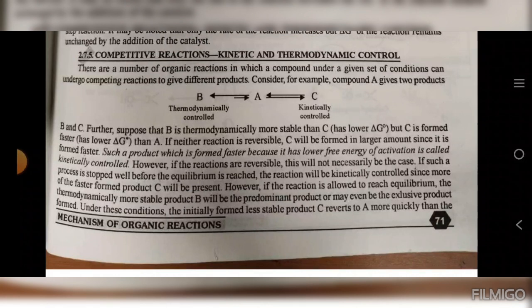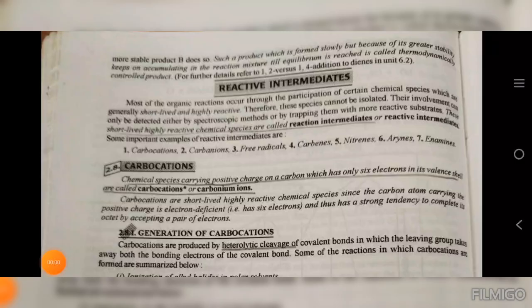However, if the reaction is allowed to reach equilibrium, the thermodynamically more stable product B will be the predominant product, or may even be the exclusive product formed. Under these conditions, the initially formed less stable C reverts to A more quickly than the more stable product B does so. Such a product, which is formed slowly but because of its greater stability keeps on accumulating in the reaction mixture till equilibrium is reached, is called the thermodynamically controlled product. For further details, refer to 1,2 versus 1,4 addition to dienes in Unit 6.2.